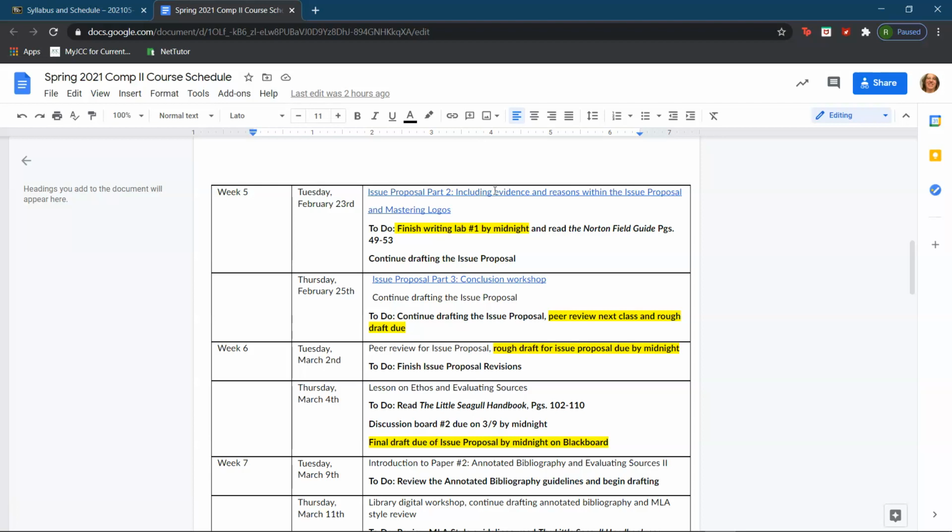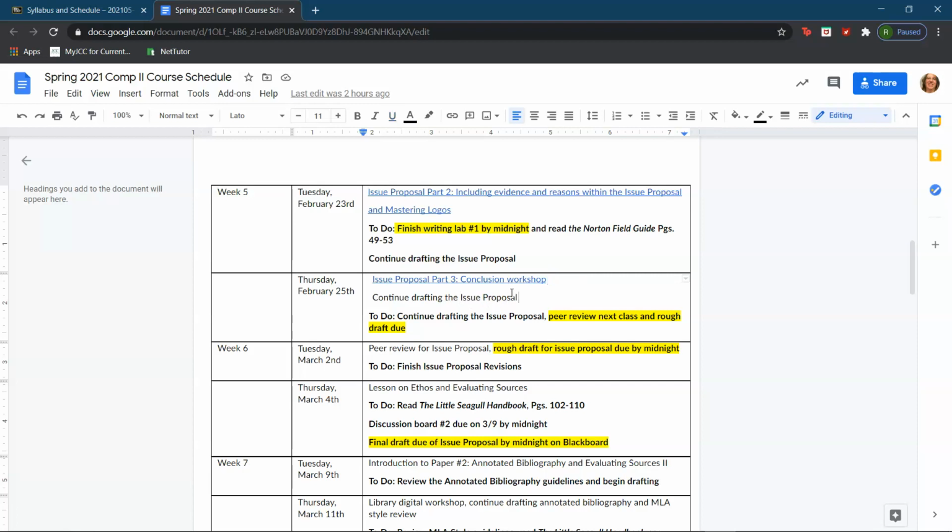So on Tuesday, I went over the issue proposal part 2. And hopefully you have turned in your writing lab already. And I also assigned a reading from the Norton Field Guide, pages 49 to 53. So what we're talking about today is the issue proposal part 3, the conclusion workshop, and continuing drafting the issue proposal.